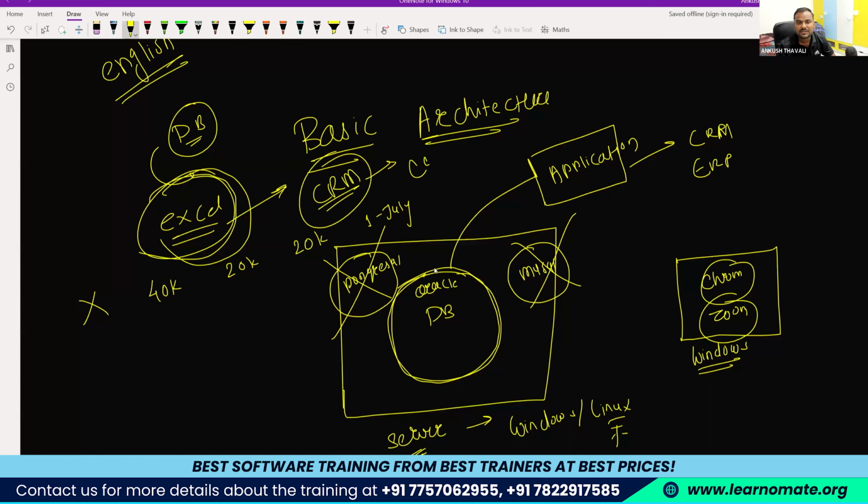CRM is customer relationship management software. Now what does it do? It helped me store your data in the CRM. The CRM has the ability to store your data. We store your complete data, like, okay, you have done the admission, and there are a lot of people at Learnomate. In one month, a lot of people are enrolling. Let's say 1000 people are enrolling. So 1000 records we can easily keep in the CRM application.